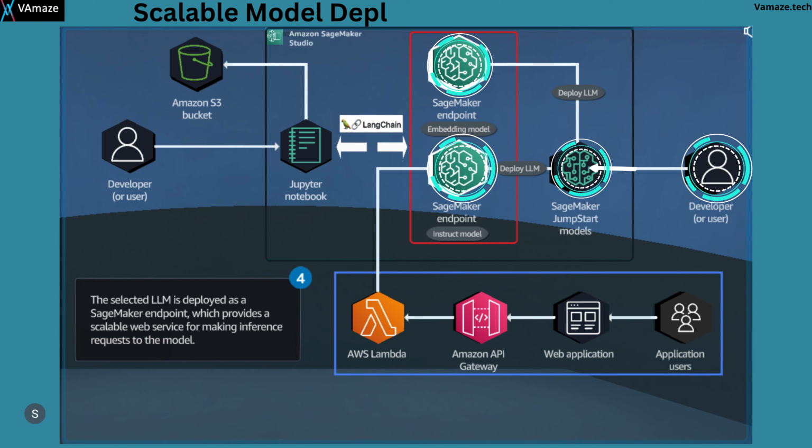Scalable model deployment on SageMaker. Here, in this slide, we focus on scalable deployment with SageMaker and streamlining the workflow. The selected large language model is deployed as a SageMaker endpoint. This setup provides a scalable web service, efficiently handling inference requests to the model, ensuring robust and reliable AI solutions.